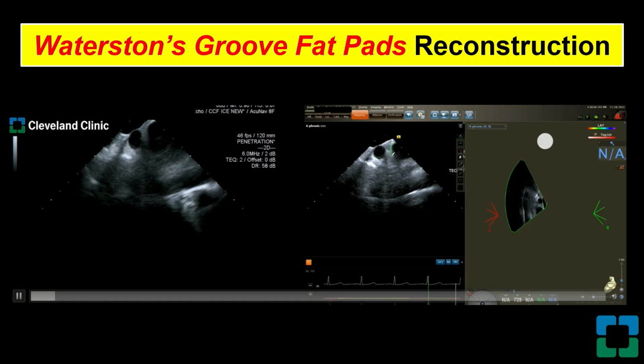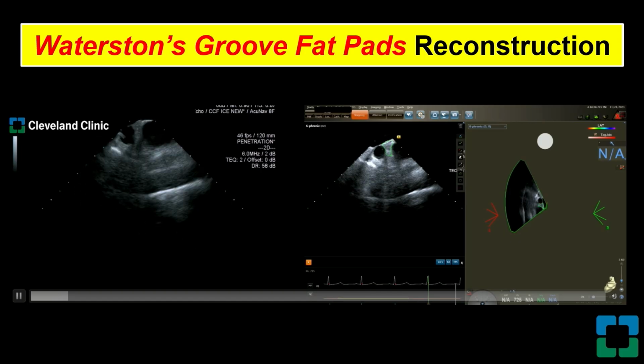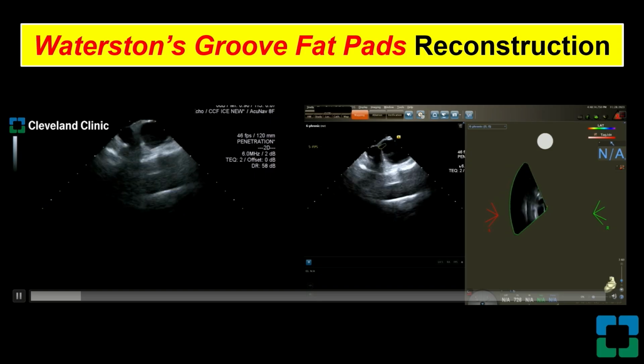So here is a little bit sped up, but it's the same story. You can see the ICE live on the left side. You see the right PA. You see part of the right superior pulmonary vein, the SVC, and this fat pad here.